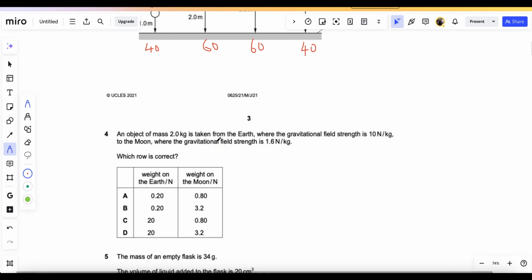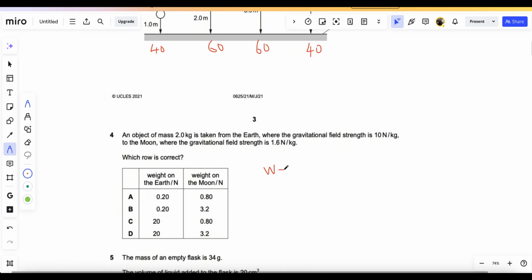On earth, if you want weight, it is mass times gravity, mg. So weight is mg. So the mass of the object is 2 kg. On earth, 2 times what's the gravity? 2 times 10, which is 20. So on earth, the weight is 20 Newton.